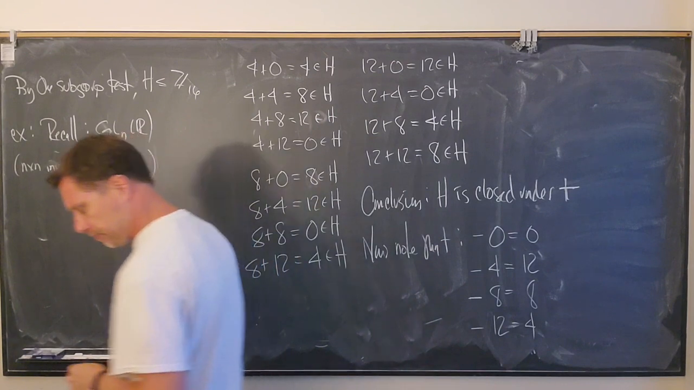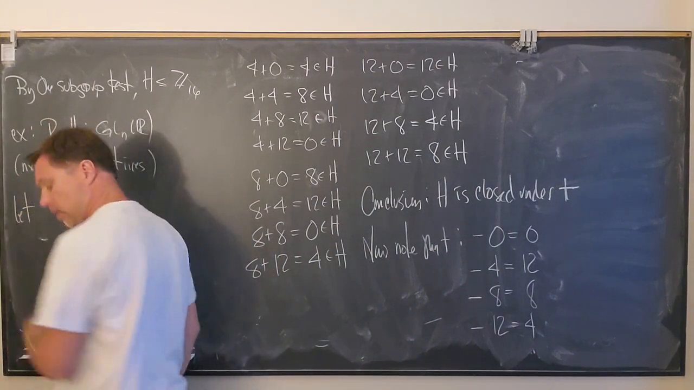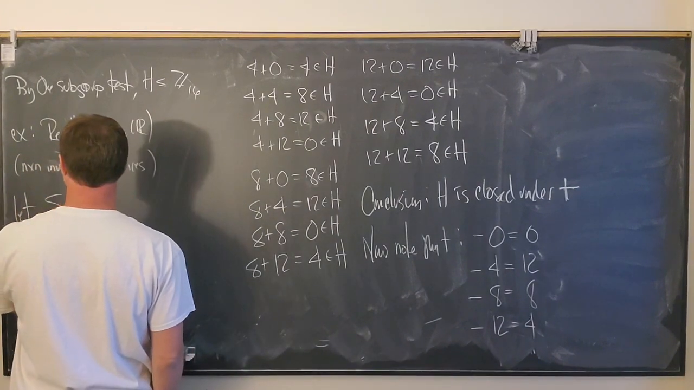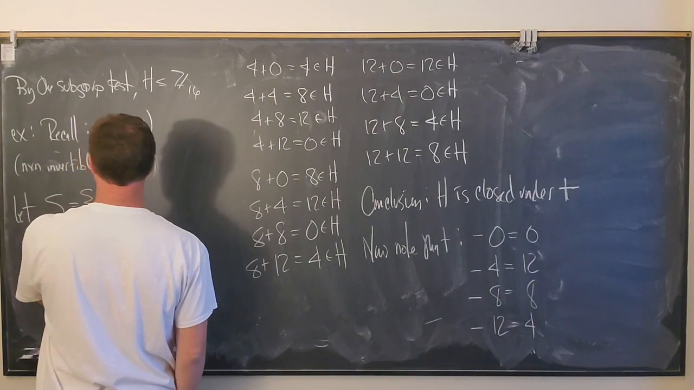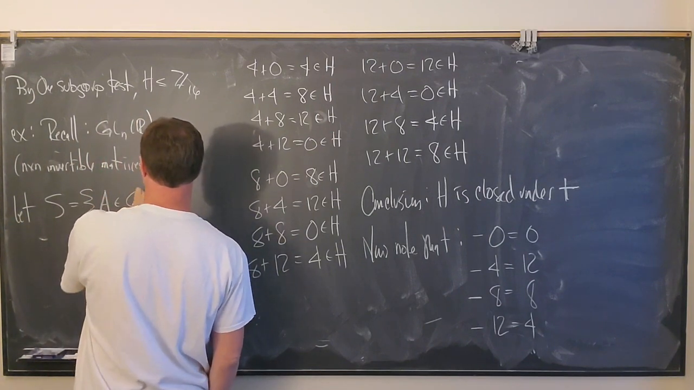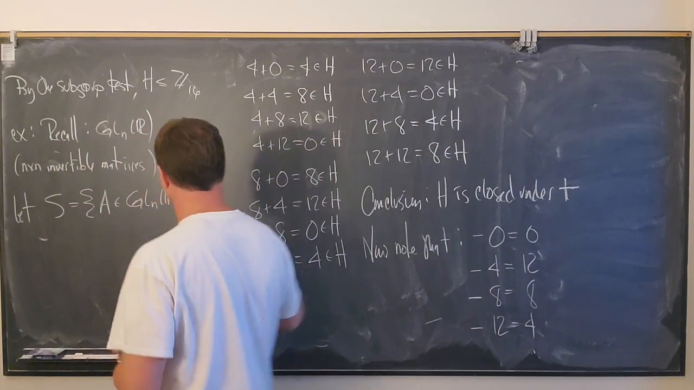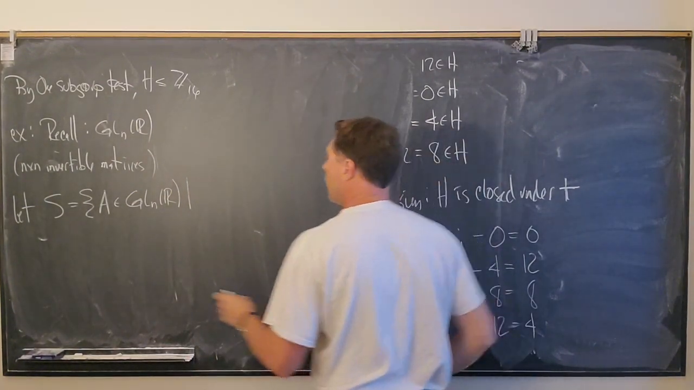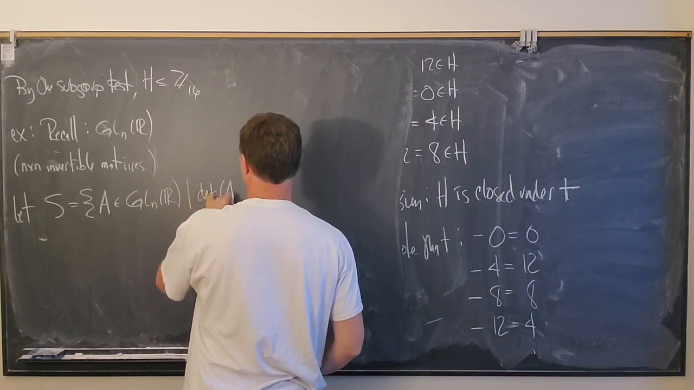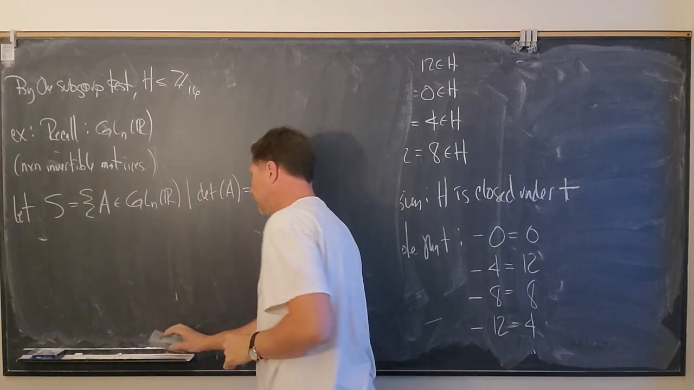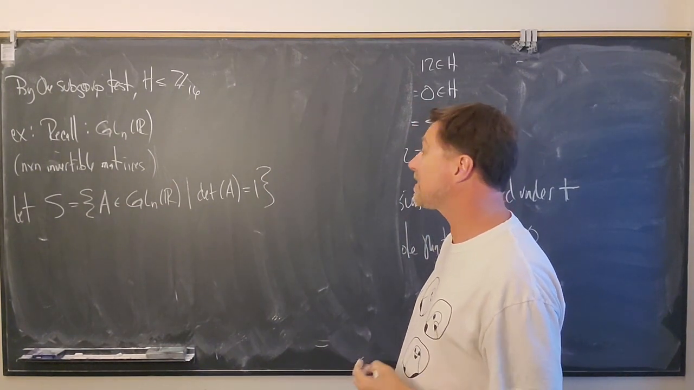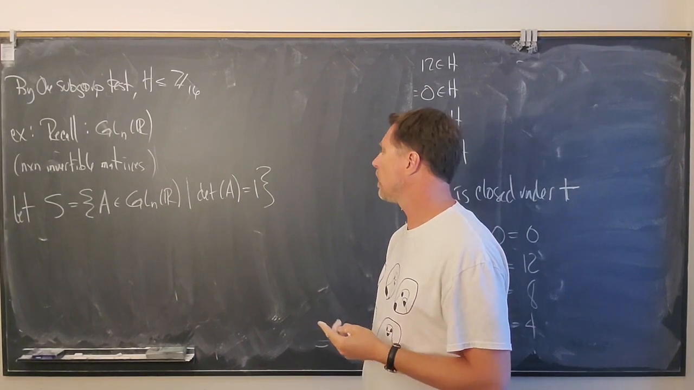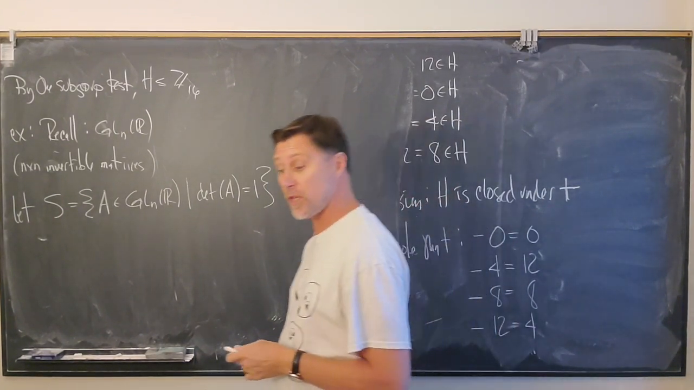Now, I want to define, let's just call it S. So S is equal to the set of all elements A of GL_n(R) such that the determinant of A is equal to 1. So here's a subset of GL_n(R), and what we'd like to do is show that it's a subgroup of GL_n(R).